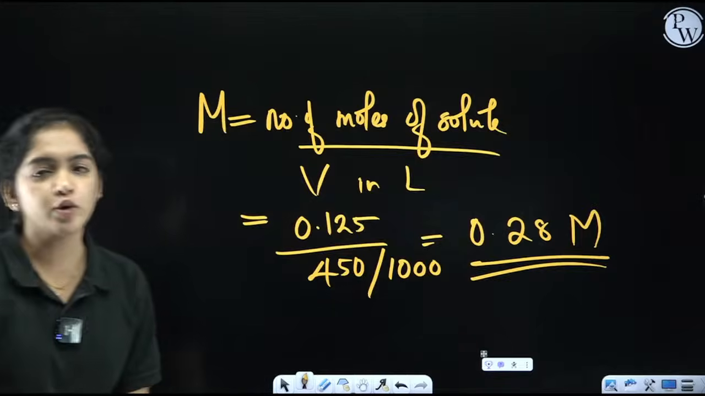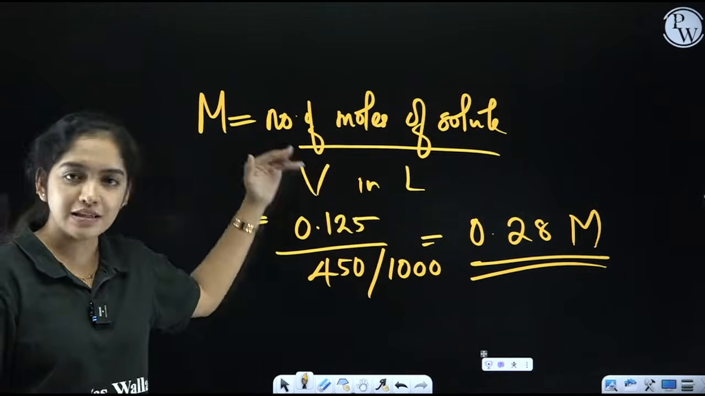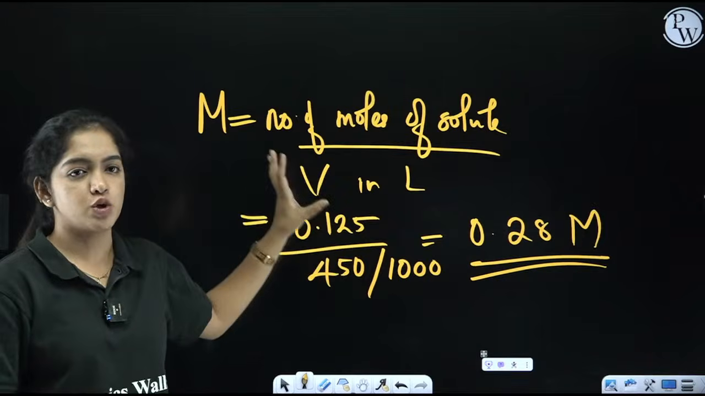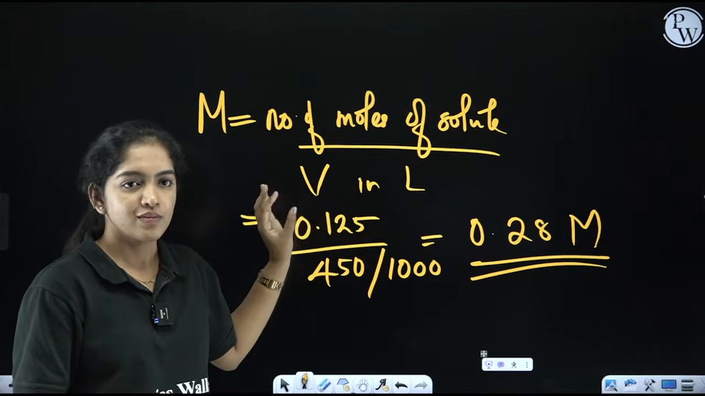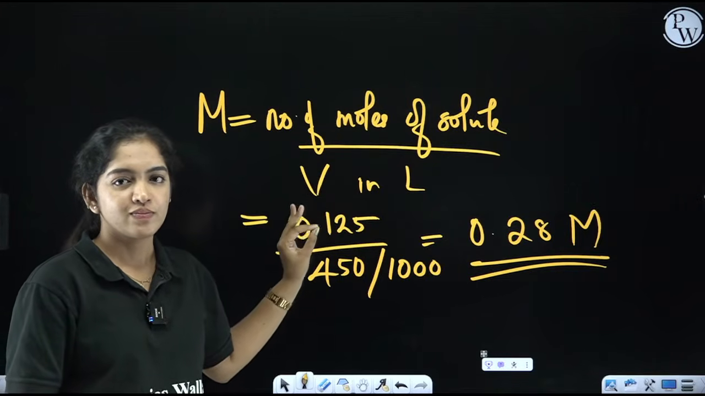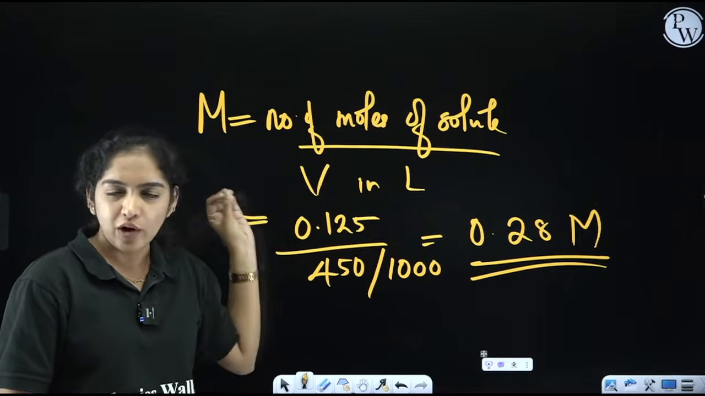So this is the manner to find the molarity. First convert the milliliter into liter and find the number of moles of the solute. Just substitute. Okay. Clear? Any doubt in this one? Okay. So molarity is over.